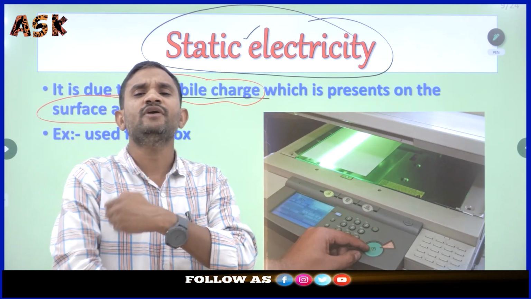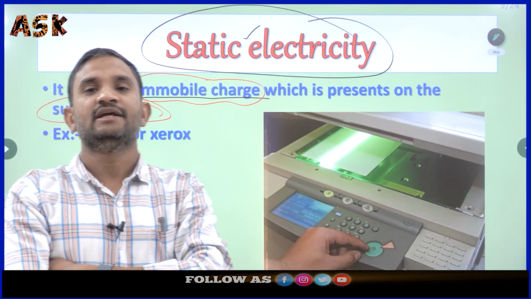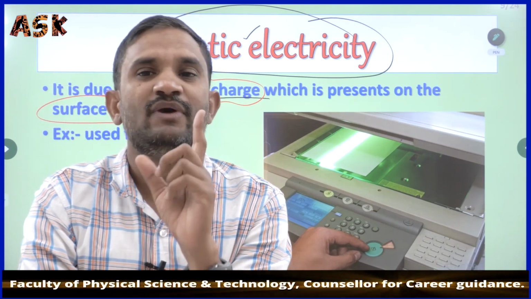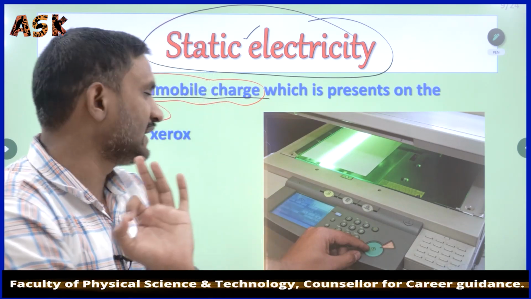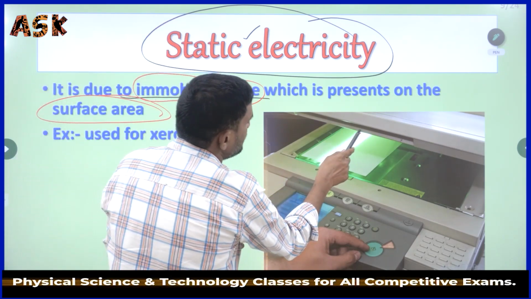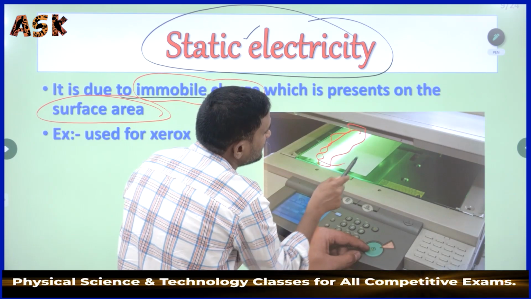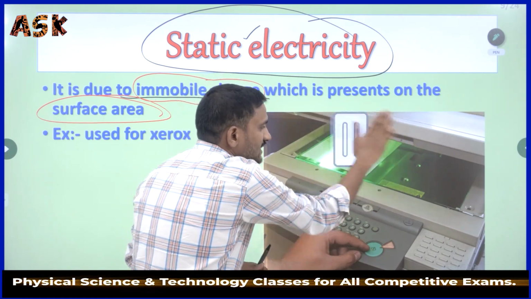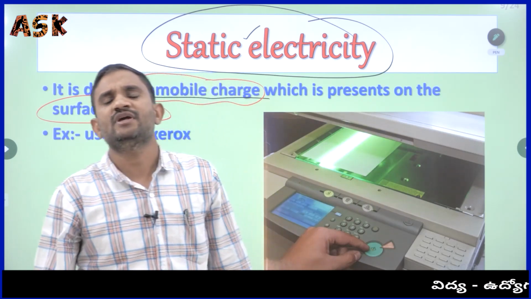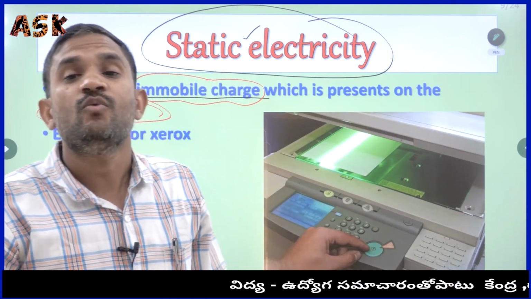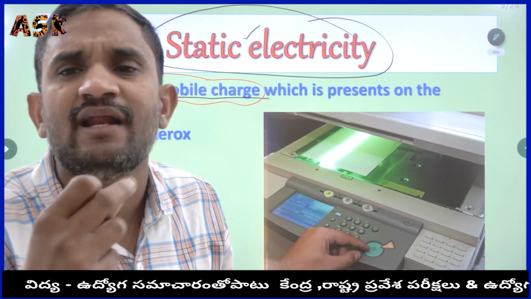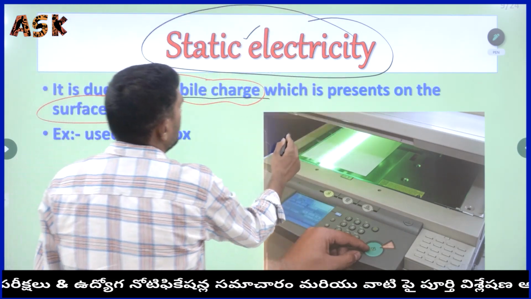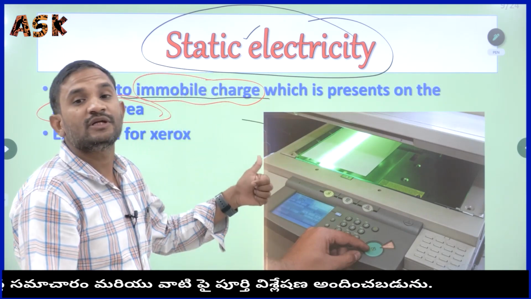Yes. Sir, where are we using this static electricity? We are using this static electricity in the Xerox machine for the purpose of Xerox only. Yes, in the Xerox machine, the charge which is present here is nothing but static electricity. In the examination, if they ask directly for what purpose we are using static electricity, for the Xerox purpose we are using static electricity. That we have to try to keep in mind.